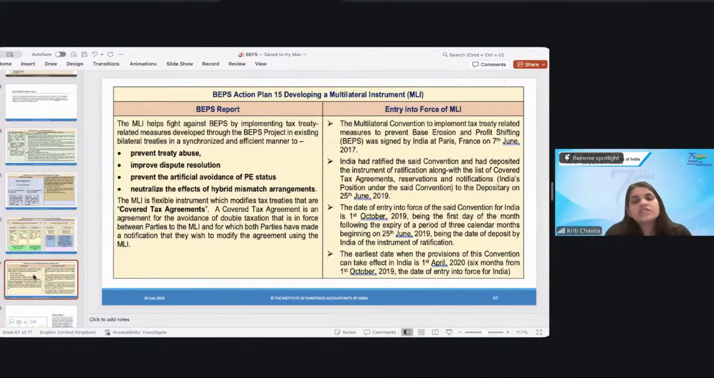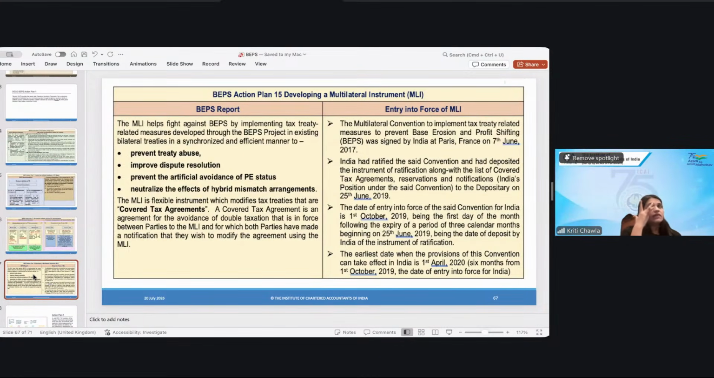So, in simple words, there is a tax treaty. You want to make changes to the tax treaty, and there are zillions of tax treaties around the world. Now, if you start to negotiate tax treaties again with respect to BEPS changes, to incorporate BEPS changes, it's going to take hundreds of years. So to make the process easy and less time consuming, they've come up with something called a multilateral instrument. Now, a multilateral instrument is like a standardized document, and it's going to operate in sync with the tax treaties.